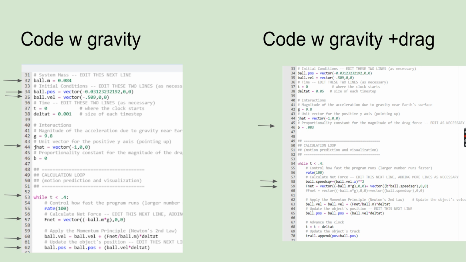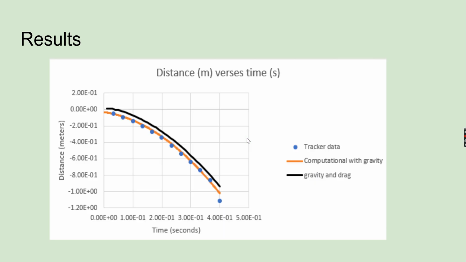For the code with gravity and drag, I found the proportionality constant by finding the b constant where my last data point aligned with my actual ball's motion. And then in lines 58 and 59, I found the speed of the ball squared and multiplied that times my b value to get my drag force and added that to my fnet vector that already included my force of gravity. Here's my resulting graph.